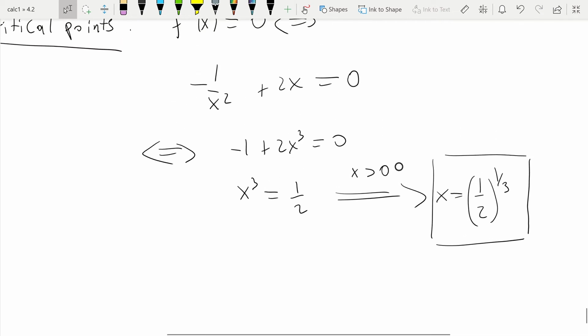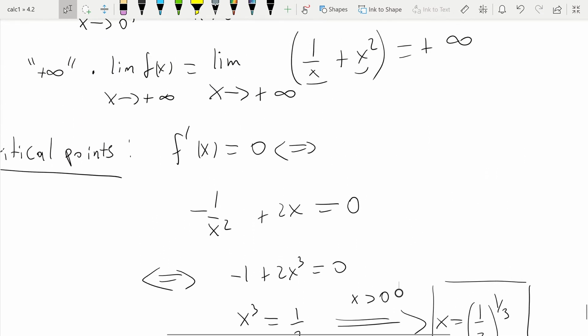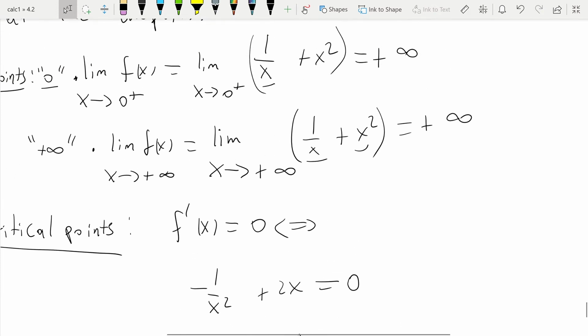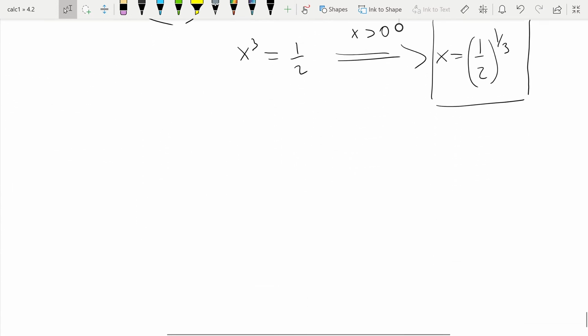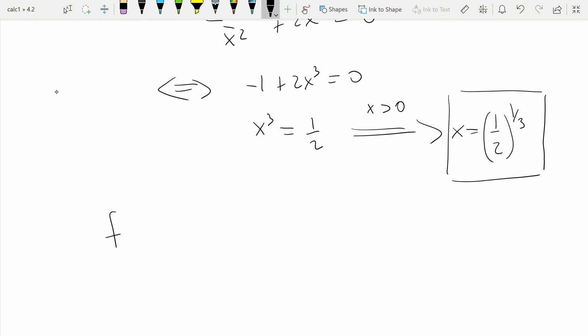Okay. Remember, what we look at is what happens at the endpoints, and it's becoming unbounded. So the critical point you found must correspond to the minimum we're asked to find. You just need to compare what happens at all these points. And of course, the value at this point will be less than infinity, right? So what is f of the cube root of 1 over 2?